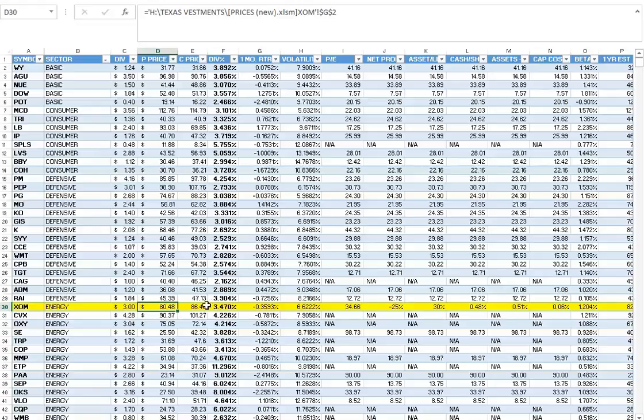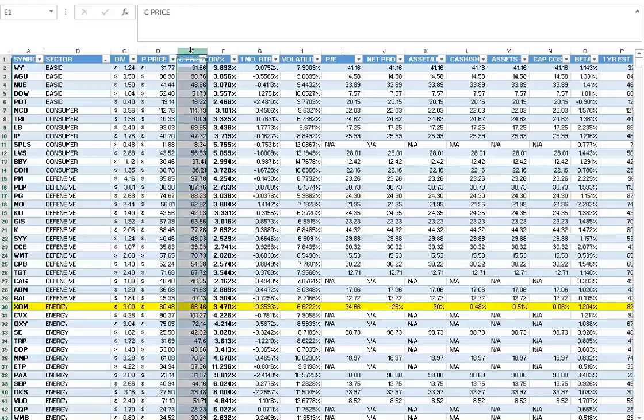All right. The next column is the current price. This is the price as of maybe a couple days ago. I haven't updated this in a while, but all of this stuff is connected to the internet. Once I update it, the price automatically changes.